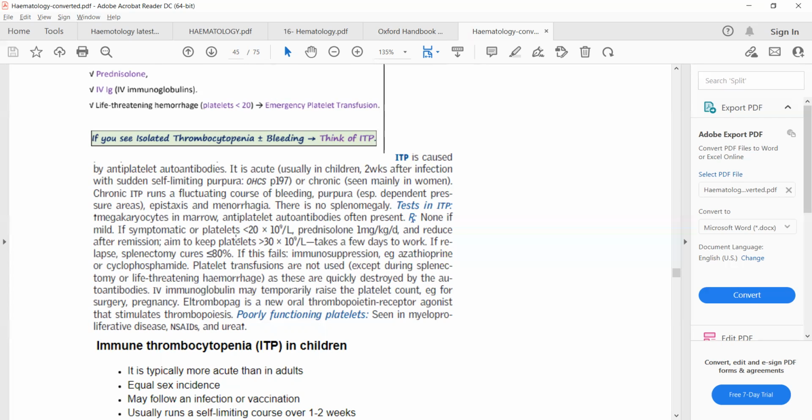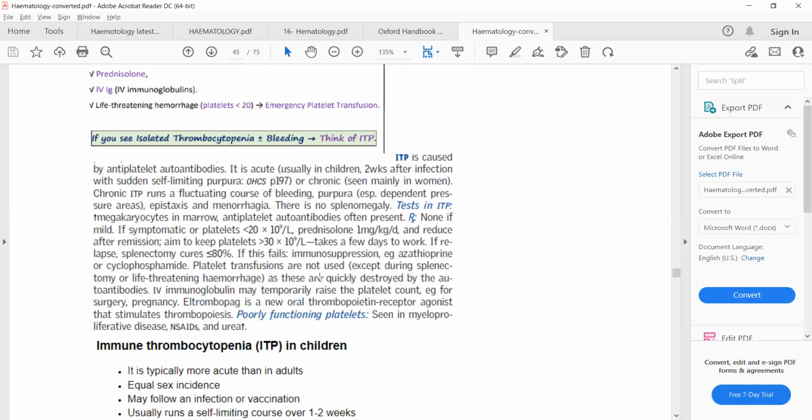Now, if this immunosuppression in the form of steroids fails, then other immunosuppressions such as azathioprine or cyclophosphamide can also be tried. So basically immunosuppression in the form of steroids or azathioprine or cyclophosphamide.